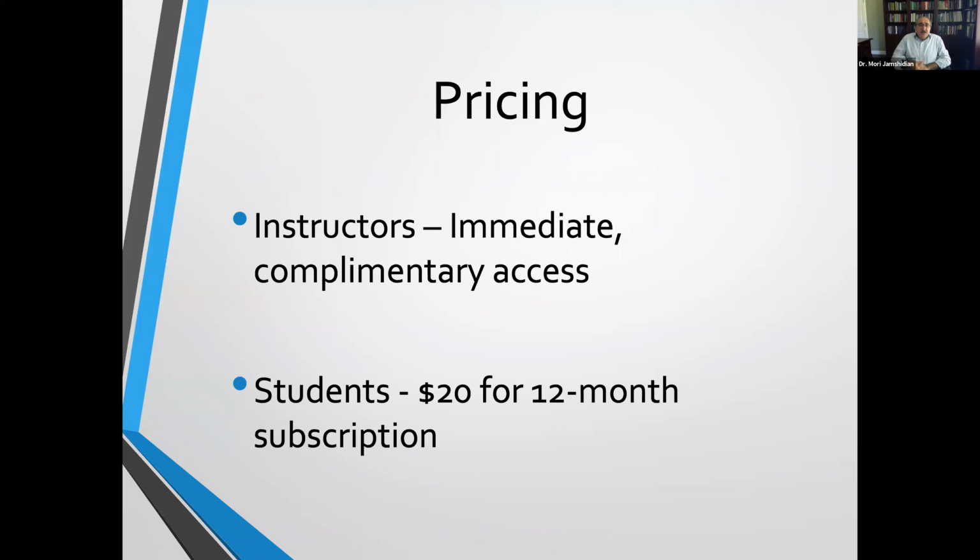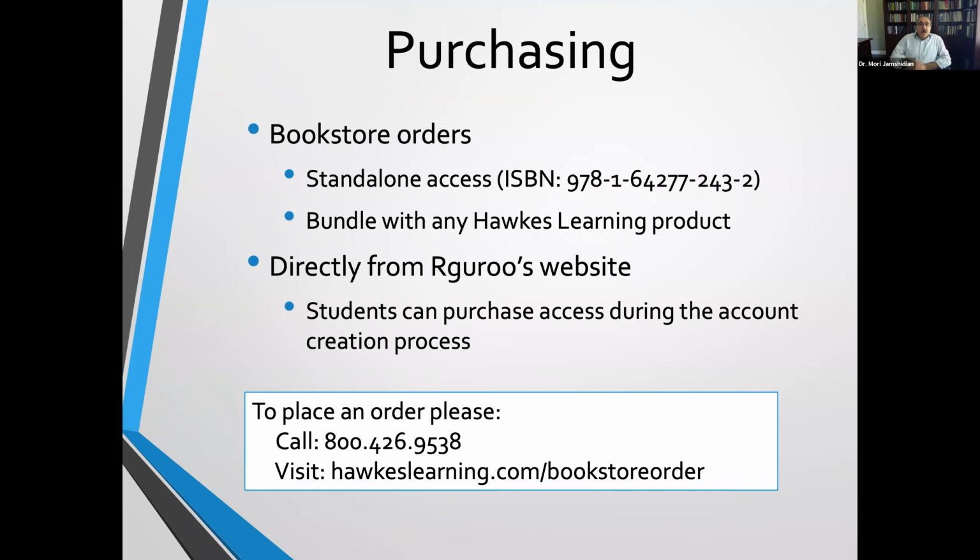As far as pricing is concerned, all instructors, whether they adopt it for their course or not, can get immediate and complimentary access. For students, it is a $20 12-month subscription fee. For purchasing, your bookstores can order it, you can purchase it directly from the Rguroo website, or order it through Hawks. That information is given on this slide. I'm going to stop and give it to Danny at this point.